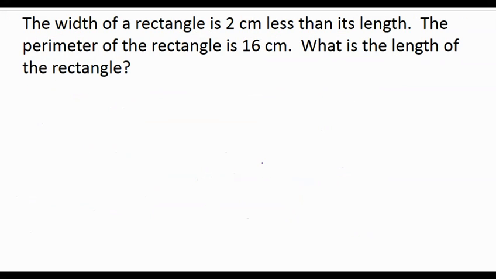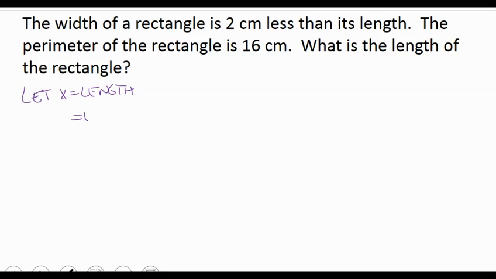So let's look at the next one here. The width of a rectangle is 2 centimeters less than its length. The perimeter of the rectangle is 16 centimeters. What is the length of the rectangle? So again, we're asked to find the length, so I'm going to say let x equal the length.